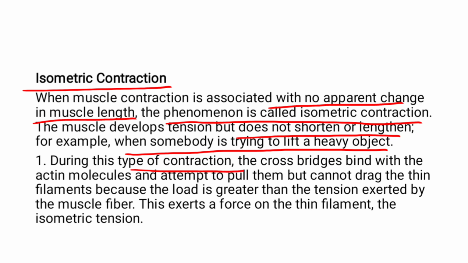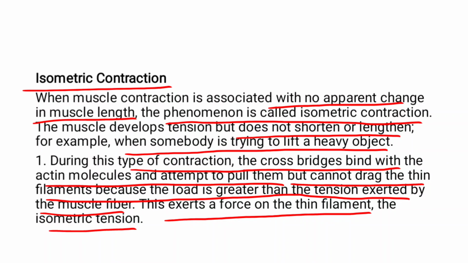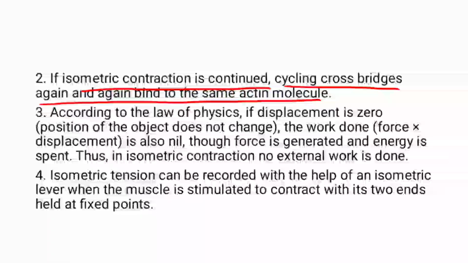During this type of contraction, the cross bridges bind with the actin molecules and attempt to pull them but cannot drag the thin filaments because the load is greater than the tension exerted by the muscle fiber. This exerts a force on the thin filament, the isometric tension. If isometric contraction is continued, cycling cross bridges again and again bind to the same actin molecule.